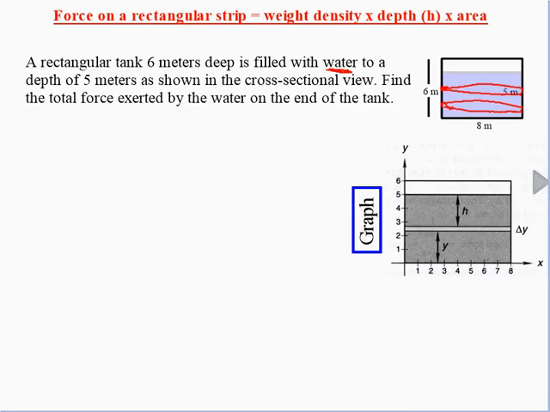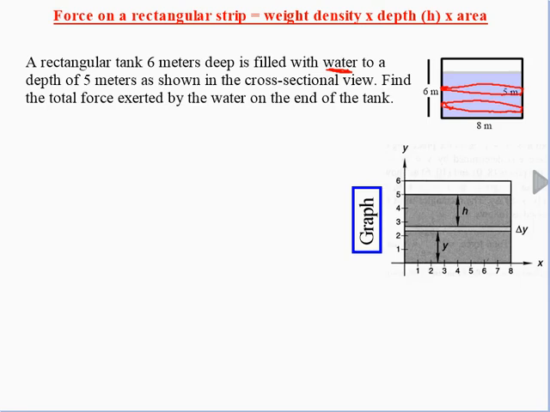We can look here. Here's one rectangular strip, much better drawn than my red ones here. We want to find the area of this strip, so it would be the length times the width. The width here is dy. Then it depends on how deep, the depth of this, and we use h for that. So the force on a rectangular strip is the weight density times the depth, which is h, times the area, which obviously for a rectangle is length times width. So we'll take that into account. Let's take a look at this.